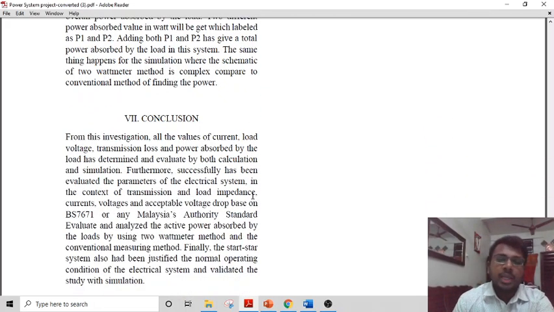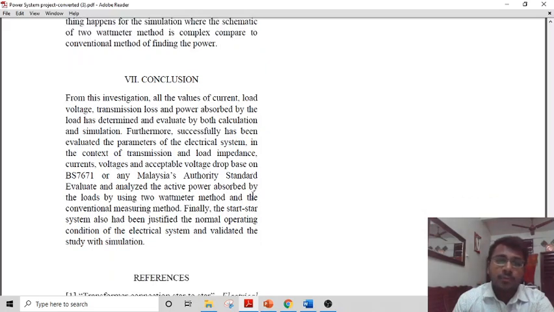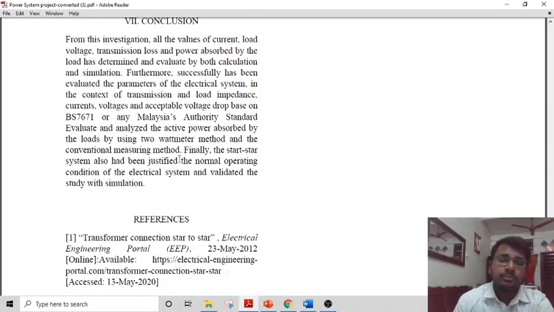As our conclusion, from this investigation, all the values of current, load voltage, transmission loss, and power absorbed by the load have been determined and evaluated by both calculation and simulation. Furthermore, the parameters of the electrical system in the context of transmission have been successfully evaluated. What I mentioned here is the objective. I just want to say that all the objectives we mentioned earlier have been achieved. We succeeded with all the objectives.